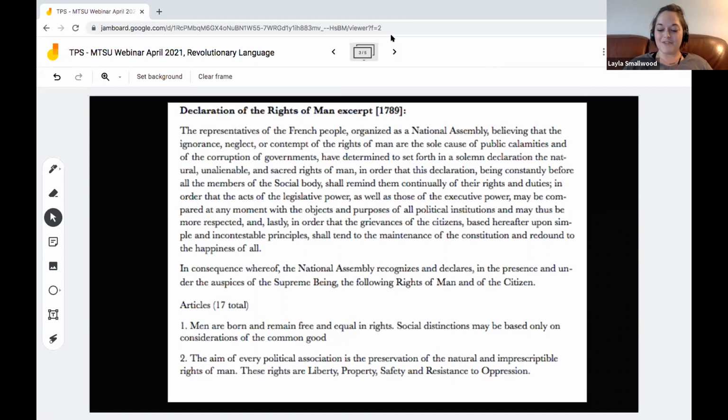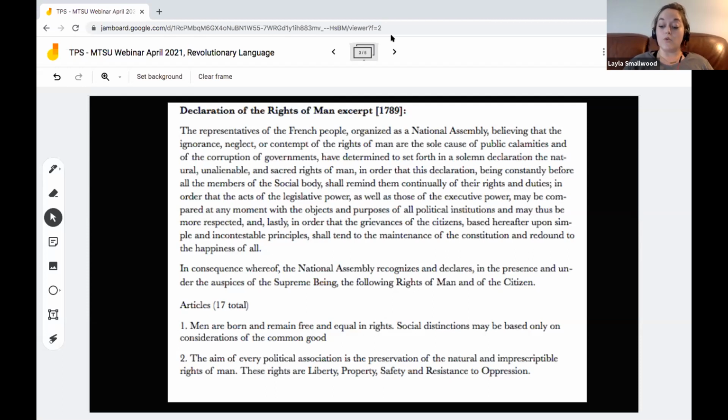So the representatives of the French people organized as a national assembly, believing that ignorance, neglect, or contempt of the rights of man are the sole cause of public calamities and of the corruption of government, have determined to set forth in a solemn declaration the natural, unalienable, and sacred rights of man, in order that this declaration, being constantly before all the members of the social body, shall remind them continually of their rights and duties, in order that the acts of the legislative power, as well as those of the executive power, may be compared at any moment with the objects and purposes of all political institutions, and may thus be more respected.